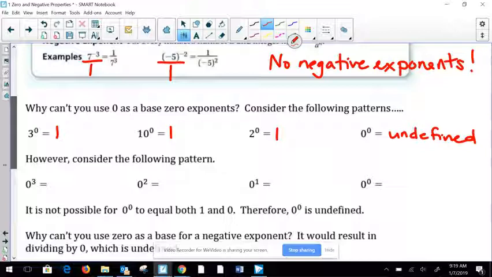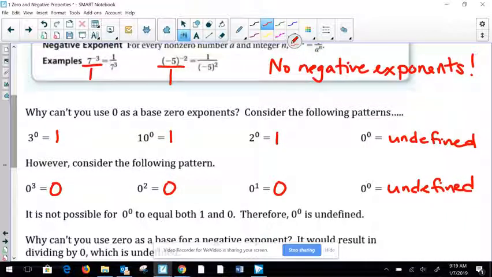Zero to the third power is equal to 0. 0 squared is equal to 0. 0 to the first power is equal to 0. 0 to the 0 is still undefined. The reason it's undefined is it couldn't be equal to both 1 and 0 at the same time. So that's why it's undefined. So you cannot raise 0 to the 0 power.